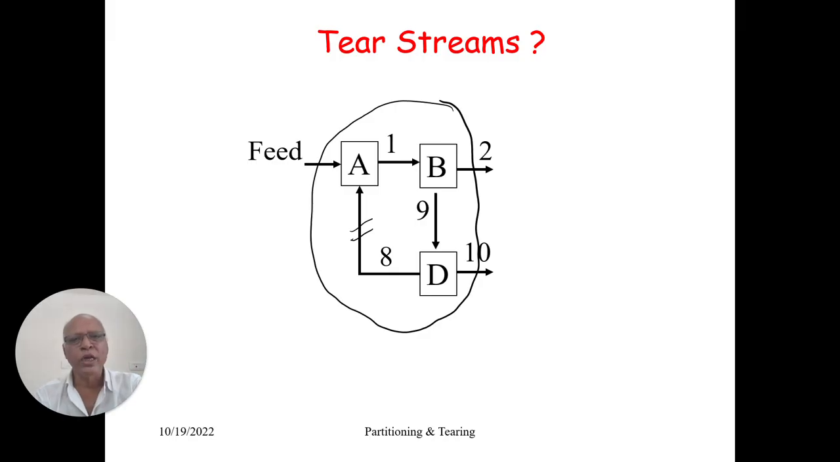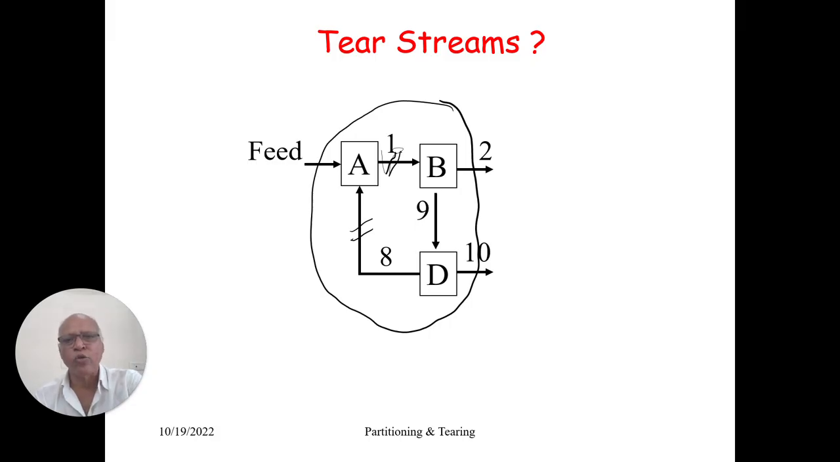But is this the only alternative that I have? Can I tear stream 1? Suppose you decide for some reason you would like to tear stream 1. Will I be able to start with unit A? No, because 8 is not known. If you have decided to tear stream 1, then I will be able to solve unit B because I know the input to unit B, and calculate 2 and 9. Then I will be able to solve unit D to calculate 8 and 10.